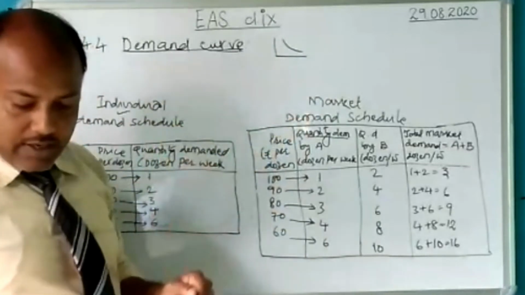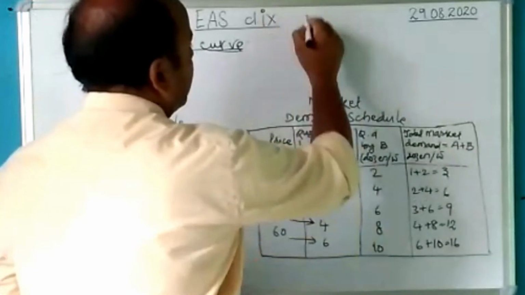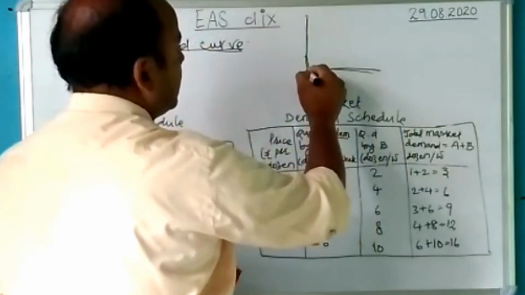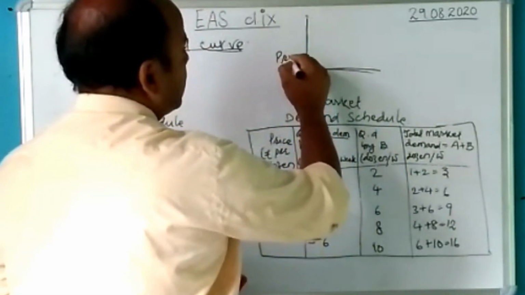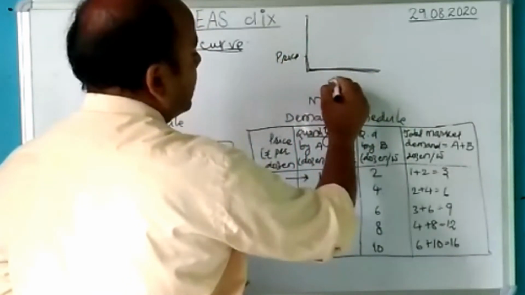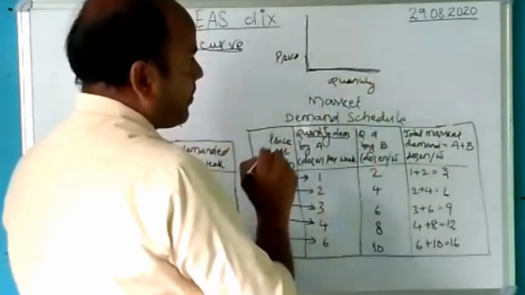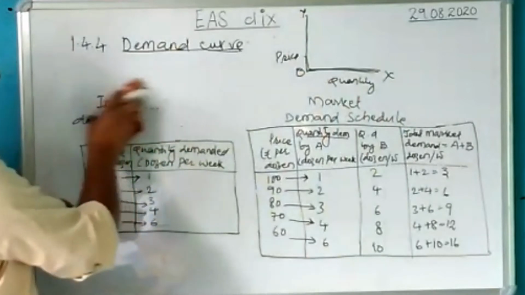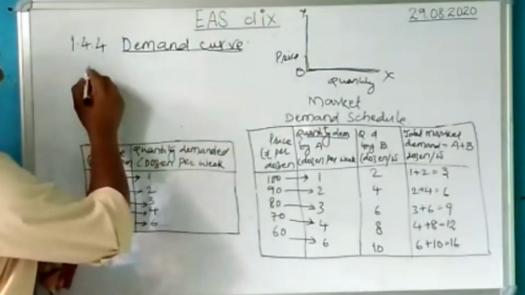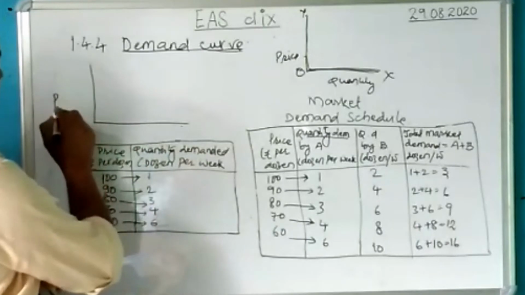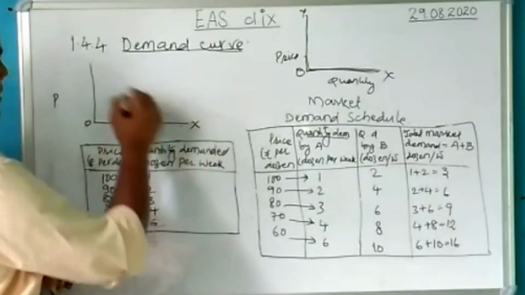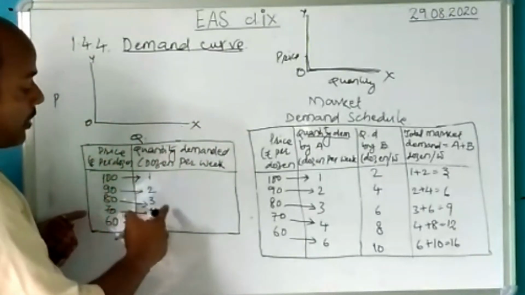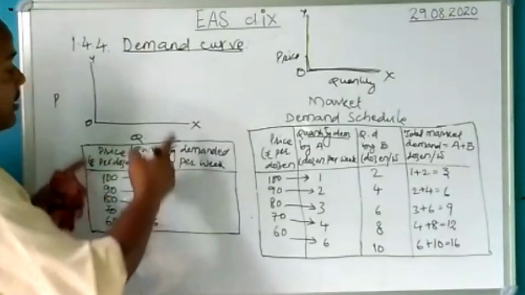And that graphical representation is the curve. In a graph, you take one quadrant, and on the vertical axis you represent price, and on the horizontal axis you represent the quantity demanded. So OX, OY. Based on this schedule, I will draw a curve. Here price, here quantity demanded. Let us convert this tabular representation, the schedule, into a graphical representation.